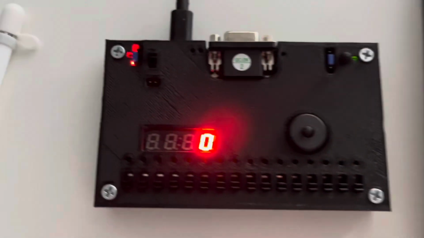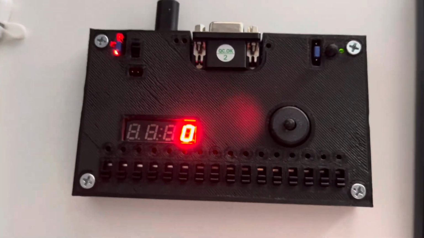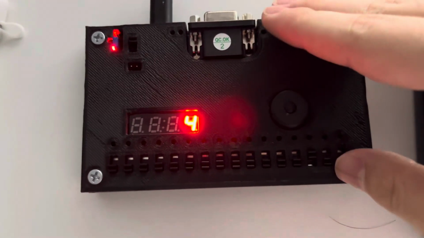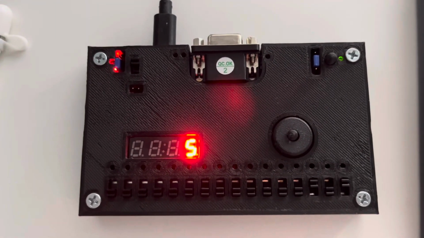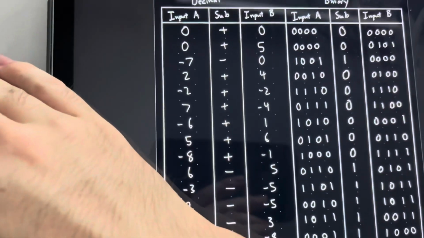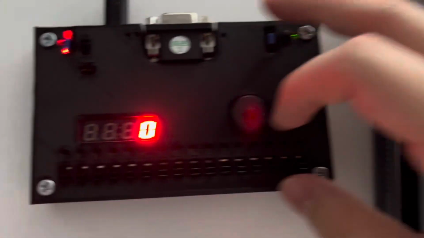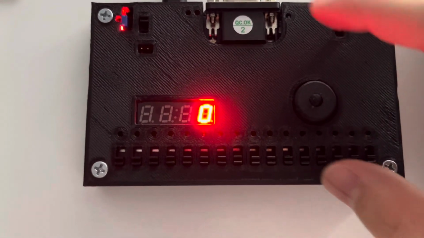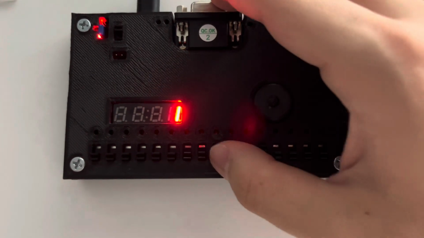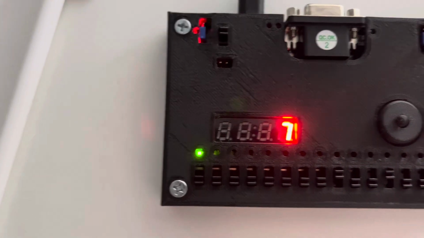So 0 plus 0 equals 0. 0 plus 5 looks like it's 5. That's cool. Negative 7 minus 0 is, boom, negative 7.